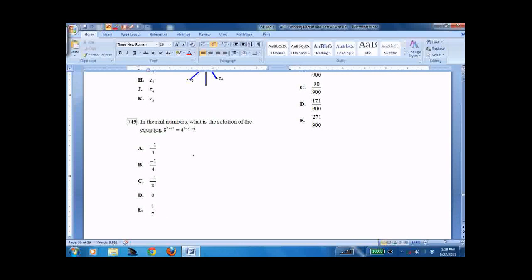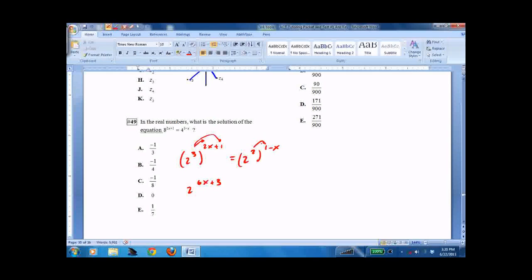What's the solution to this equation? Now this is very tricky. I'm rewriting 8 as 2 to the third, and I'm rewriting 4 as 2 to the second, because now we can multiply them out. We get 2 to the 6x plus 3. Just multiply 3 times both pieces.